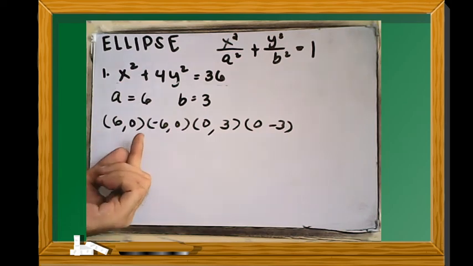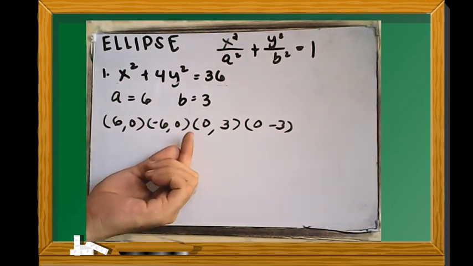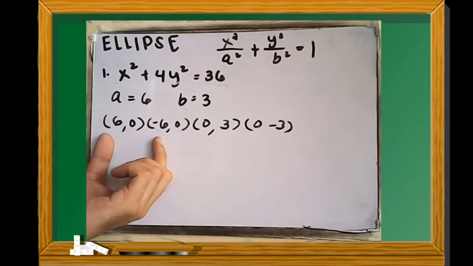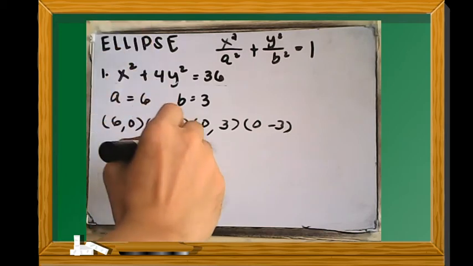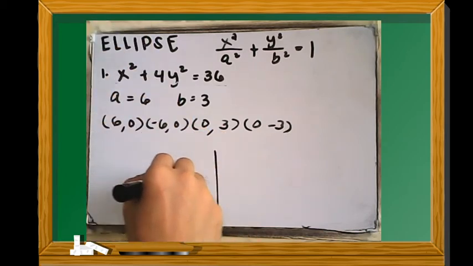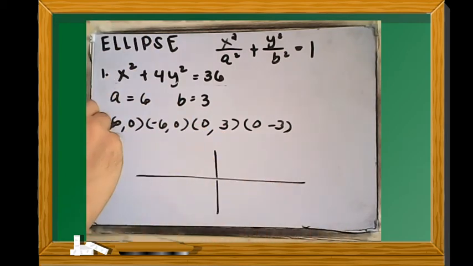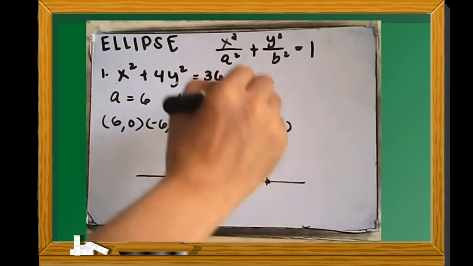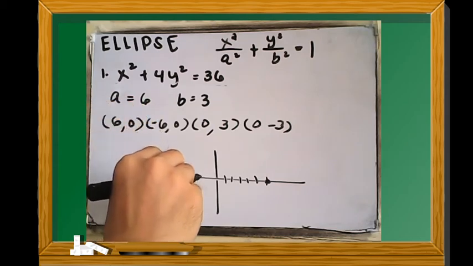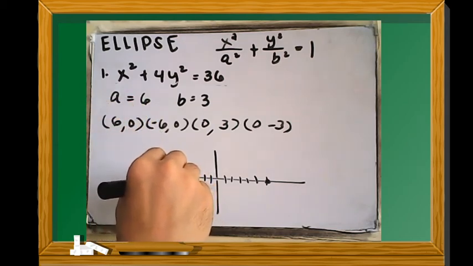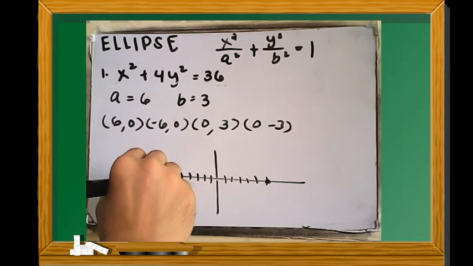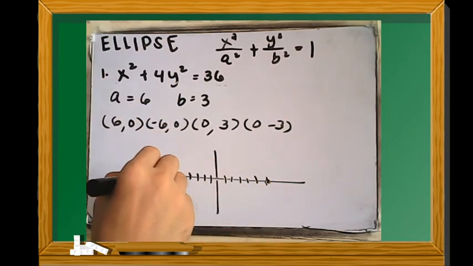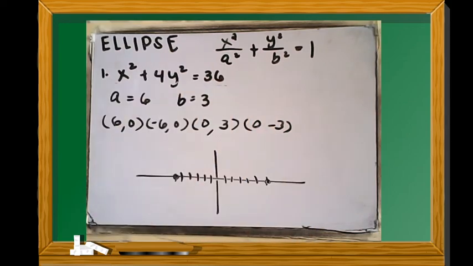6, 0, negative 6, 0. 0, 3, 0, negative 3. Pag iginarap natin to, so 6, 0, ito siya, 1, 2, 3, 4, 5, 6. Ito yung endpoint niya. Negative 6, 0, so negative 1, negative 2, negative 3, negative 4, negative 5, negative 6. So ito yung endpoint niya. So endpoint, endpoint, dito sa x-axis.